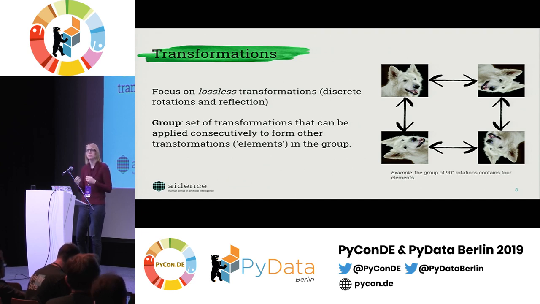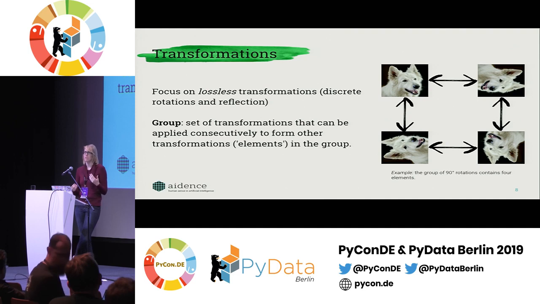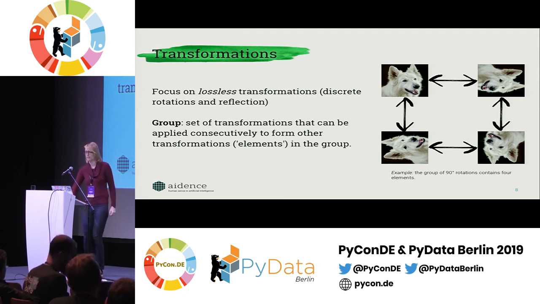So an example of a group is the group of 90-degree rotations. If you apply 90-degree rotations consecutively, you get back to the original image, and you can basically combine 90-degree rotations to form all other rotations in the group. Like a 180-degree rotation is basically just two 90-degree rotations. This group of transformations has four elements, we say, because that's a closed group. You can see the image here. You see how these combine to form the same image again. But we can also have some bigger groups. For example, if you add reflection or the mirroring operation, you get a group of eight elements. And if you do this in 3D, I can tell you it gets a little bit more complicated even.